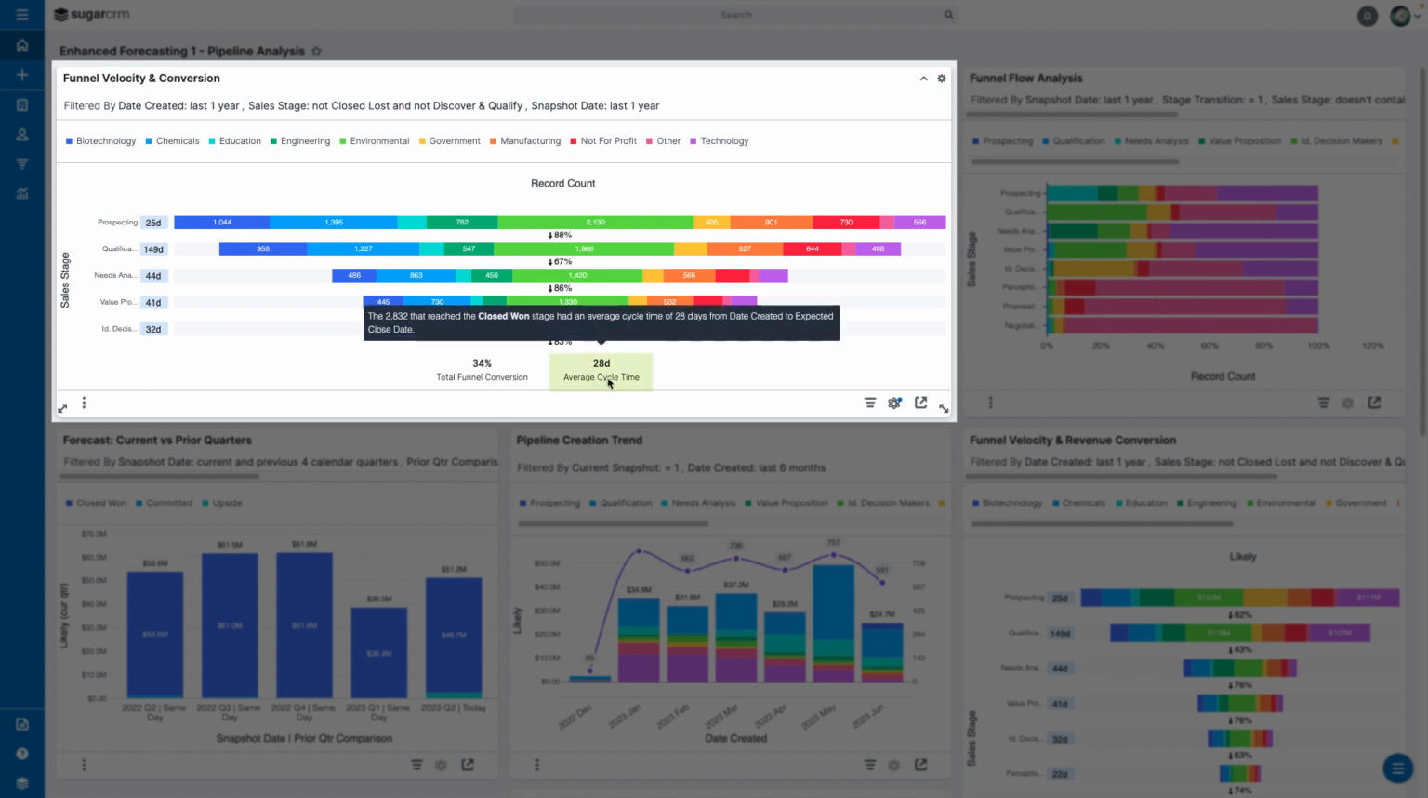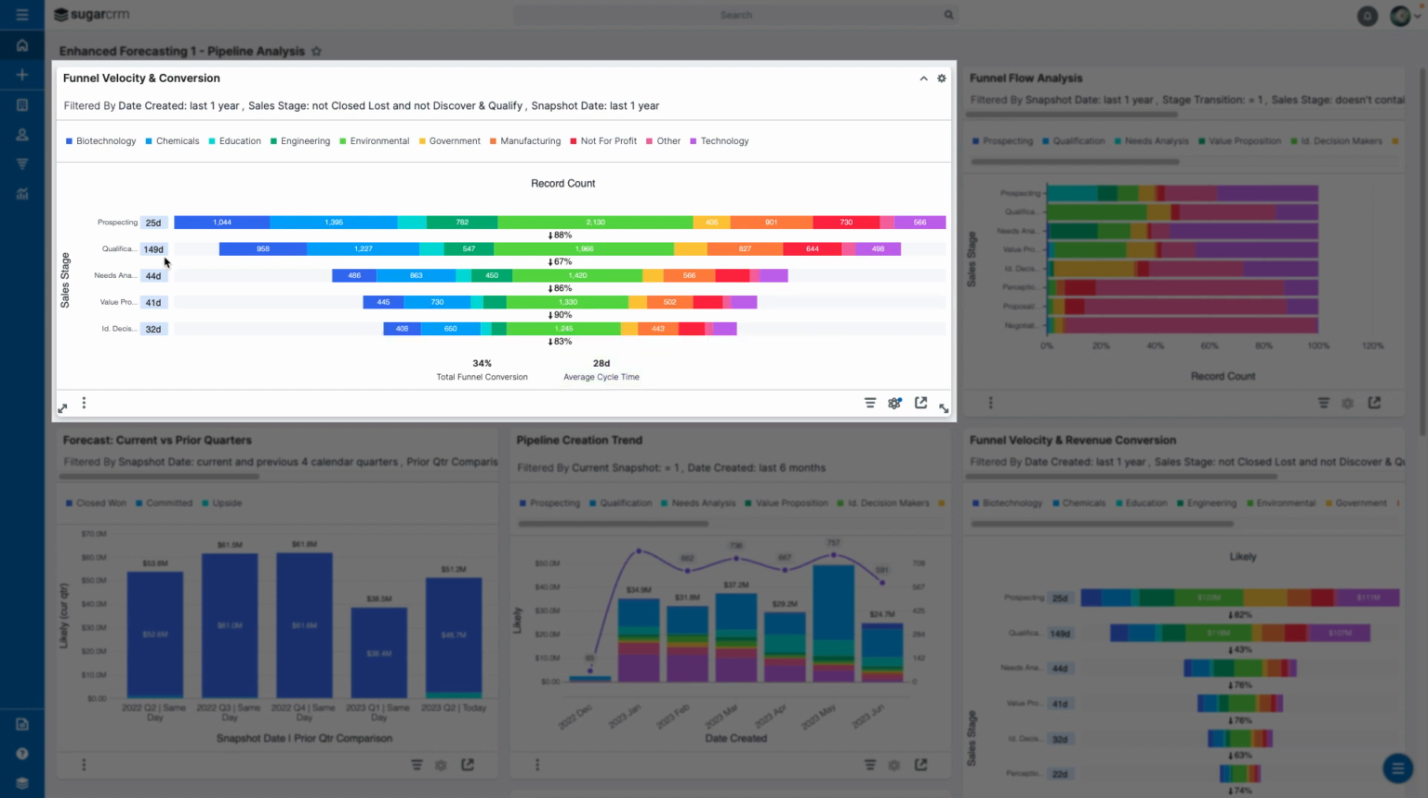And on the right, we have average cycle time. This equals the average cycle length in days for closed-won opportunities from the date they were created to the expected close date. In this scenario, all the opportunities that reached the final stage, meaning closed-won, regardless of where they started, spent an average of 28 days in the sales funnel.